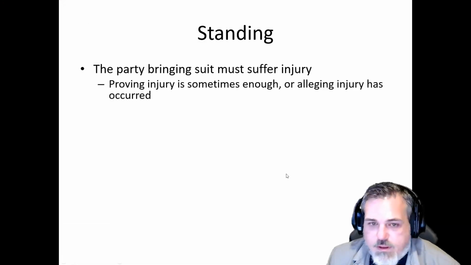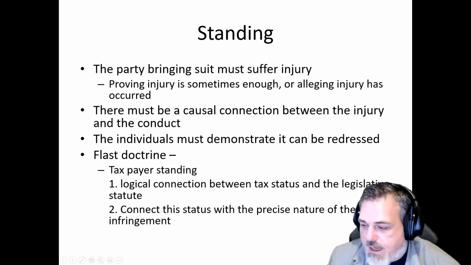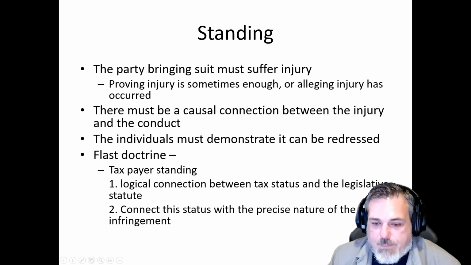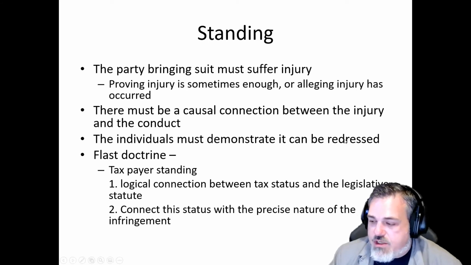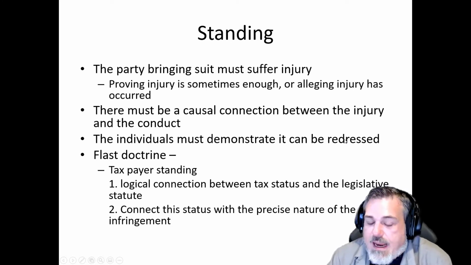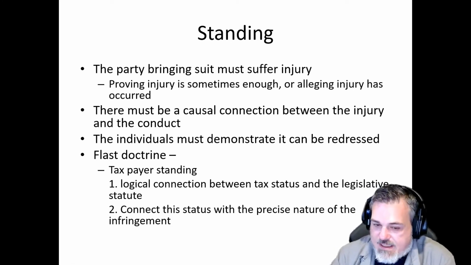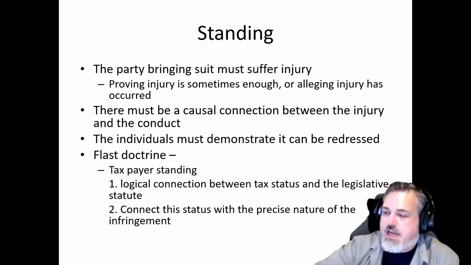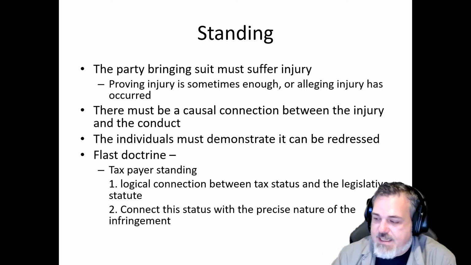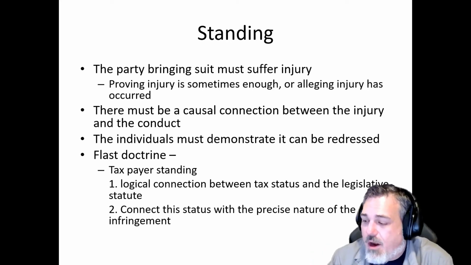You have to be able to draw a direct line between an individual's taxpayer status and the legislative statute that is being challenged. And you also have to connect this taxpayer status with the precise nature of the infringement. What this means is that most taxpayers can't bring suits just as a taxpayer. So like, I reject this law Congress has made on the basis that I'm a taxpayer and they're using my money and it harms me. That's not enough in most cases.